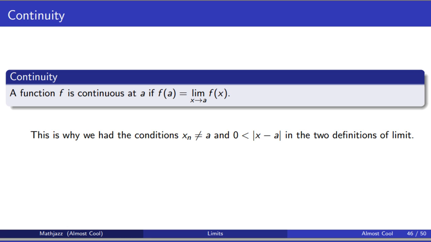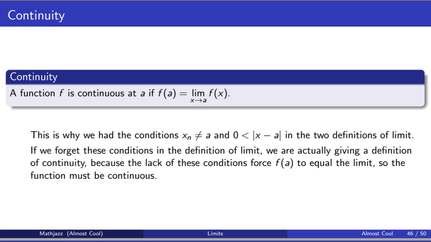This is why we had the conditions x sub n is not equal to a and 0 is less than |x minus a| in the two different definitions of limit in the previous videos in this series. If we forget these conditions, we actually give a definition of continuity and not a definition of limit, because lacking these conditions forces f of a to equal the limit. So the function must be continuous in the absence of these two clauses in the definition of limit.